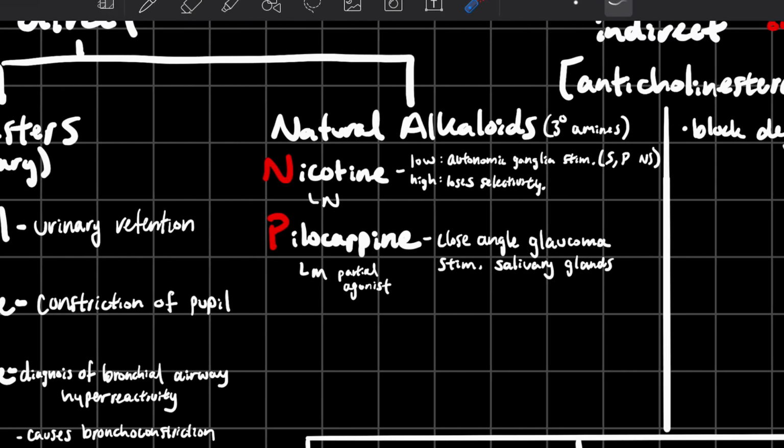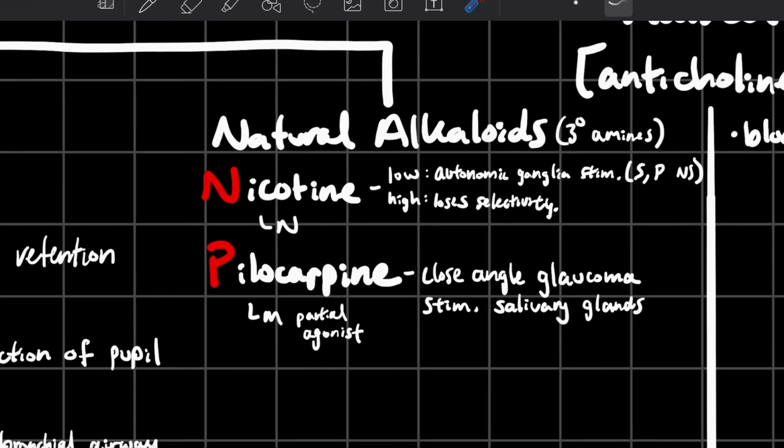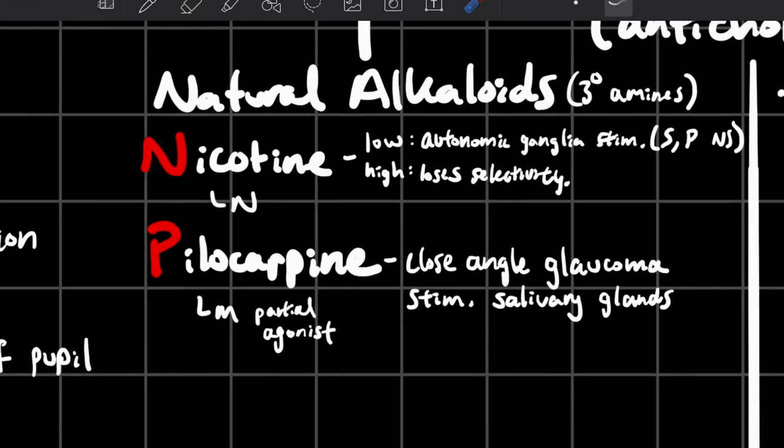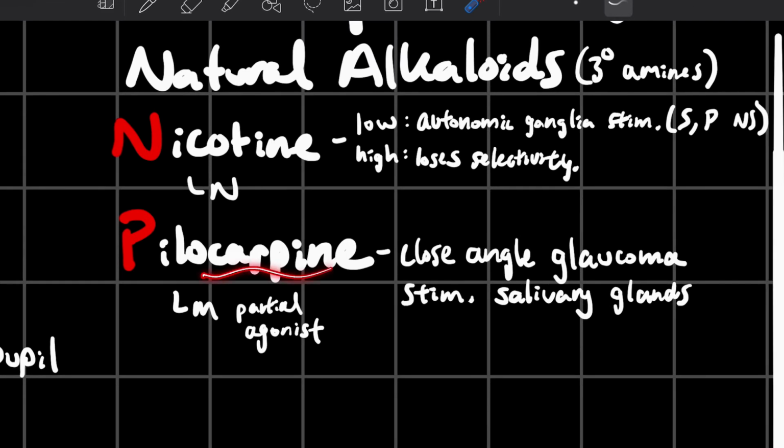Okay. For your natural alkaloids, these are going to be tertiary amines, and nicotine on low doses is going to stimulate your autonomic ganglia, and at high doses, you're going to lose selectivity because of continuous stimulation. Okay, for your pilocarpine, it's going to treat closed angle glaucoma as well as stimulate salivary glands.